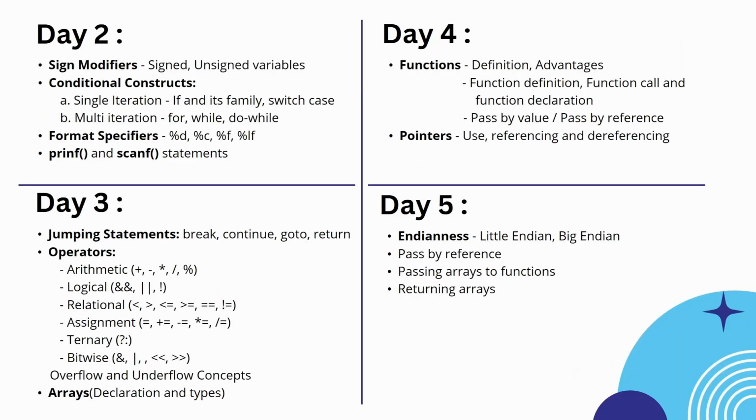Day 2, we learnt about sign modifiers in more detail, signed and unsigned variables. Then we learnt about the conditional constructs, which can be single iteration and multi-iteration. For single iteration, if and its family, switch case. Then multi-iteration: for, while, do while loops. Then we learned about format specifiers: %d for integers, %c for characters, %f for float, and %lf for double. Then we learned about the printf and scanf statements. Printf is used to print and scanf is used to read the data.